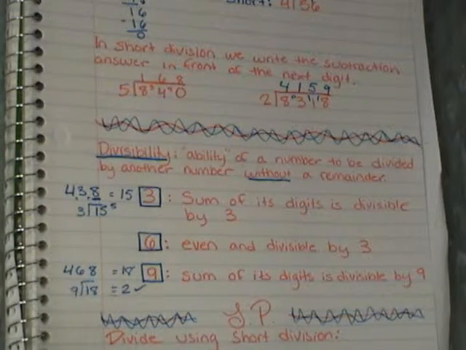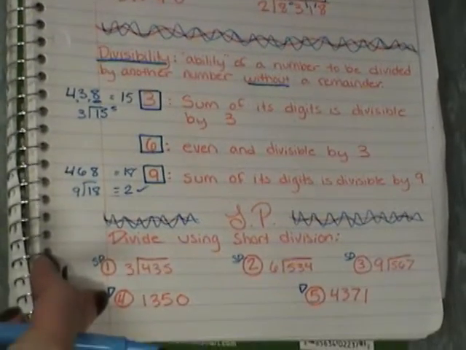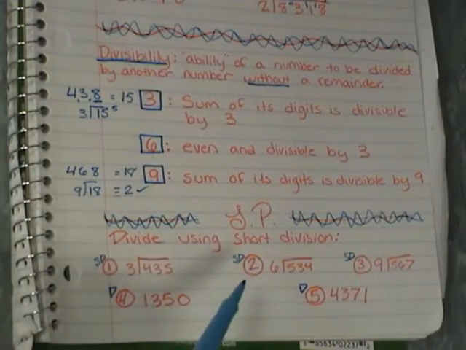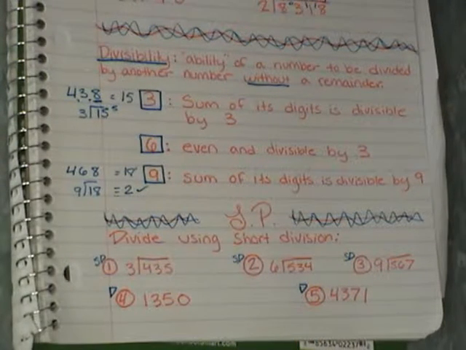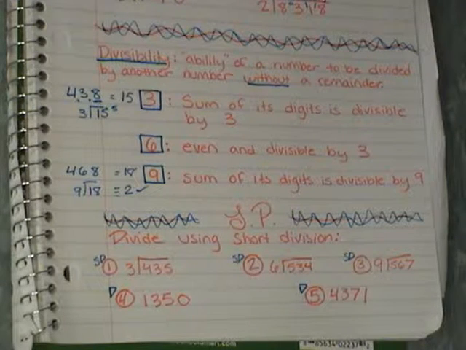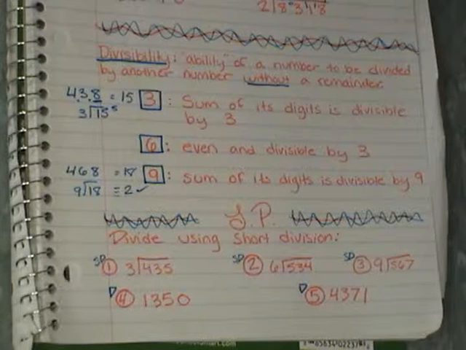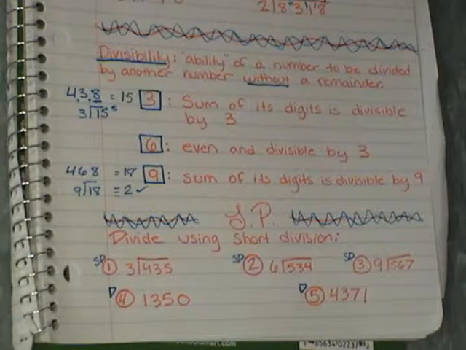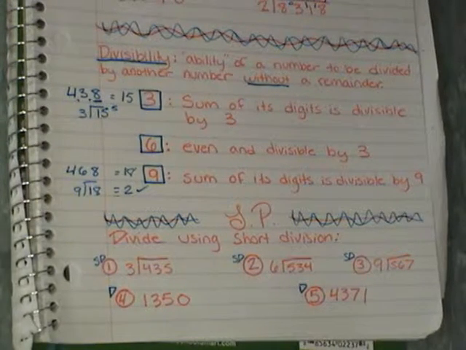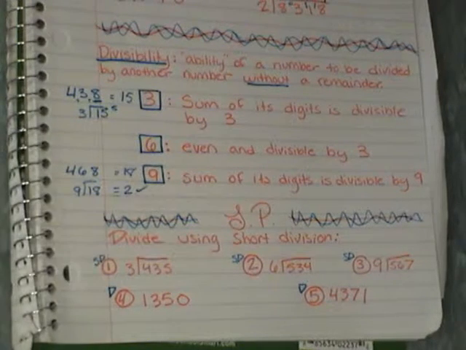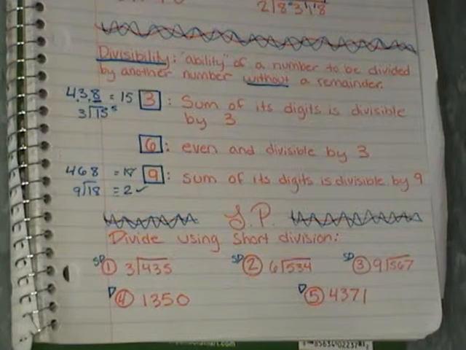So here is your lesson practice. For numbers 1, 2, and 3, you're using short division. So remember, go up to the top and look at your notes and see how to do it if you don't remember. And then for 4 and 5, you just need to tell me what numbers fit in evenly into 1,350 and 4,371. So does the 3 fit in, does the 6 fit in, or does the 9 fit in?